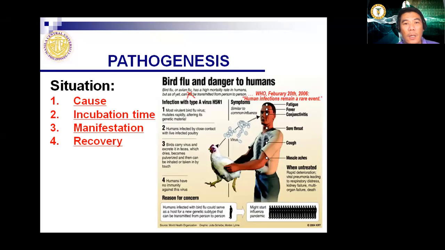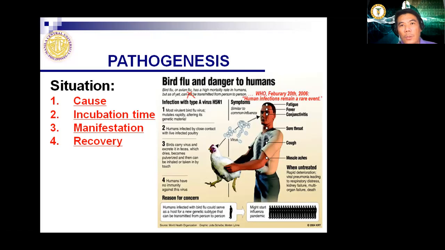So that's why humans can have the infection if the person has close contact with infected poultry. Just like these chickens, wherein the bird or the chicken carries the virus and excretes it in the feces. So the portal of exit from the reservoir is mainly through the feces. And once the pulverized feces with the virus are inhaled or touched by the person, this may cause the portal of entry of the H5N1 virus to the person.